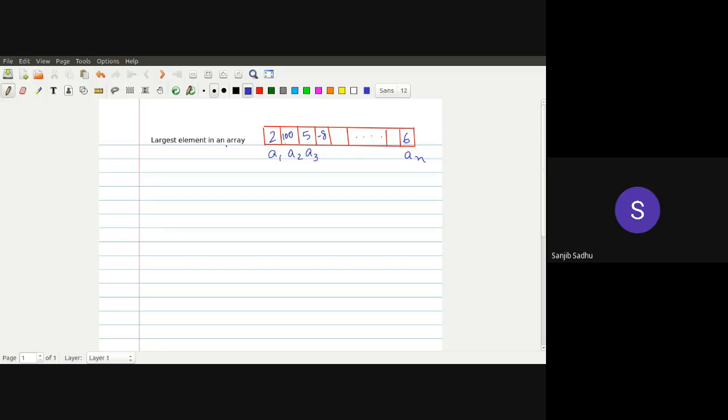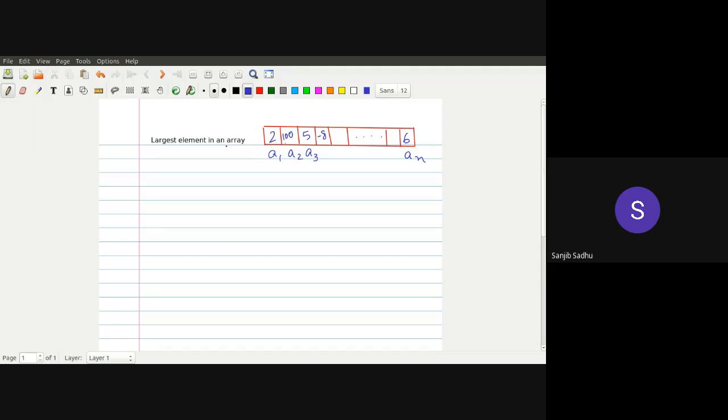If there are two elements, do you need two comparisons? No, sir, one. So if there are n elements, n minus 1 comparisons. Now you are thinking that you will improve the time complexity, that means you will reduce the number of comparisons.